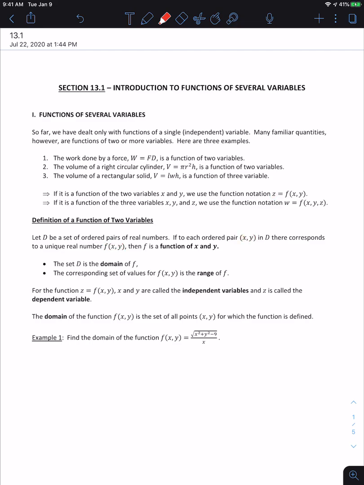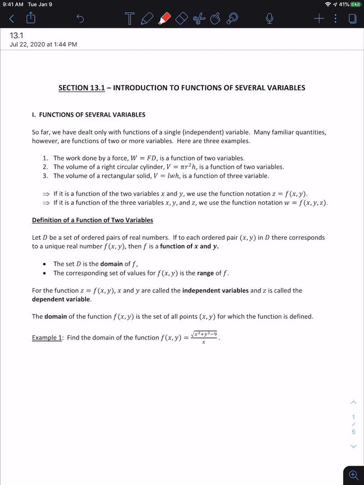The set D, the allowable x and y values that I can put in there, is the domain, just as in the case of one variable, whatever values I'm plugging in, the one independent variable, that was my domain. Here our domain is going to be two-dimensional or three-dimensional, depending on how many variables we have. And the corresponding set of values for f of x, y is the range. So what we plug in is the domain, what we get out is the range, just as before. For a function z equals f of x, y, x and y are called the independent variables and z is the dependent variable.